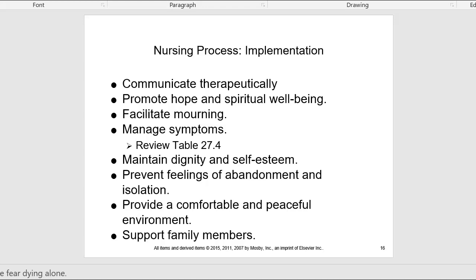We want to make sure that we're creating a comfortable environment, that we are assuring people that they are not going to die alone, be readily available to answer questions or interpret changes in patient condition, encourage family members to visit, and try to relax those visiting restrictions, allowing them to stay overnight, etc., if possible.